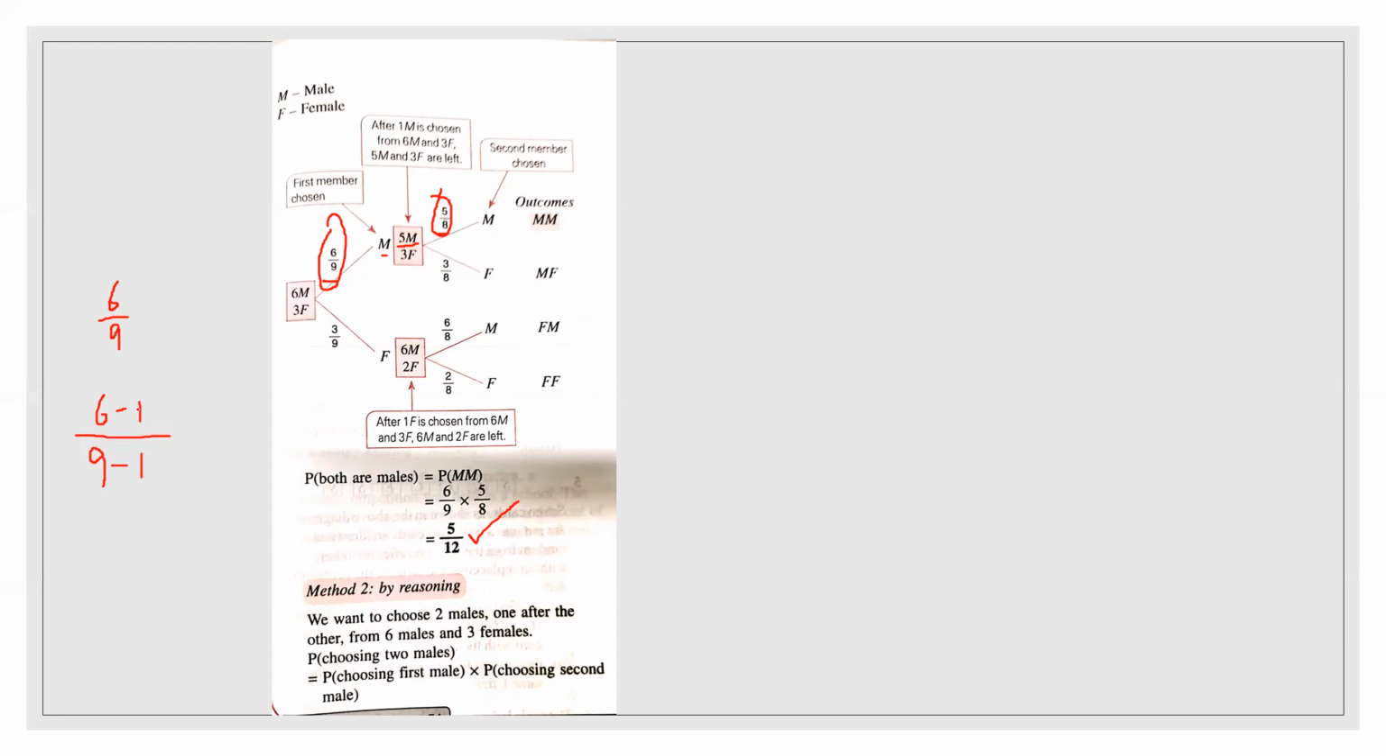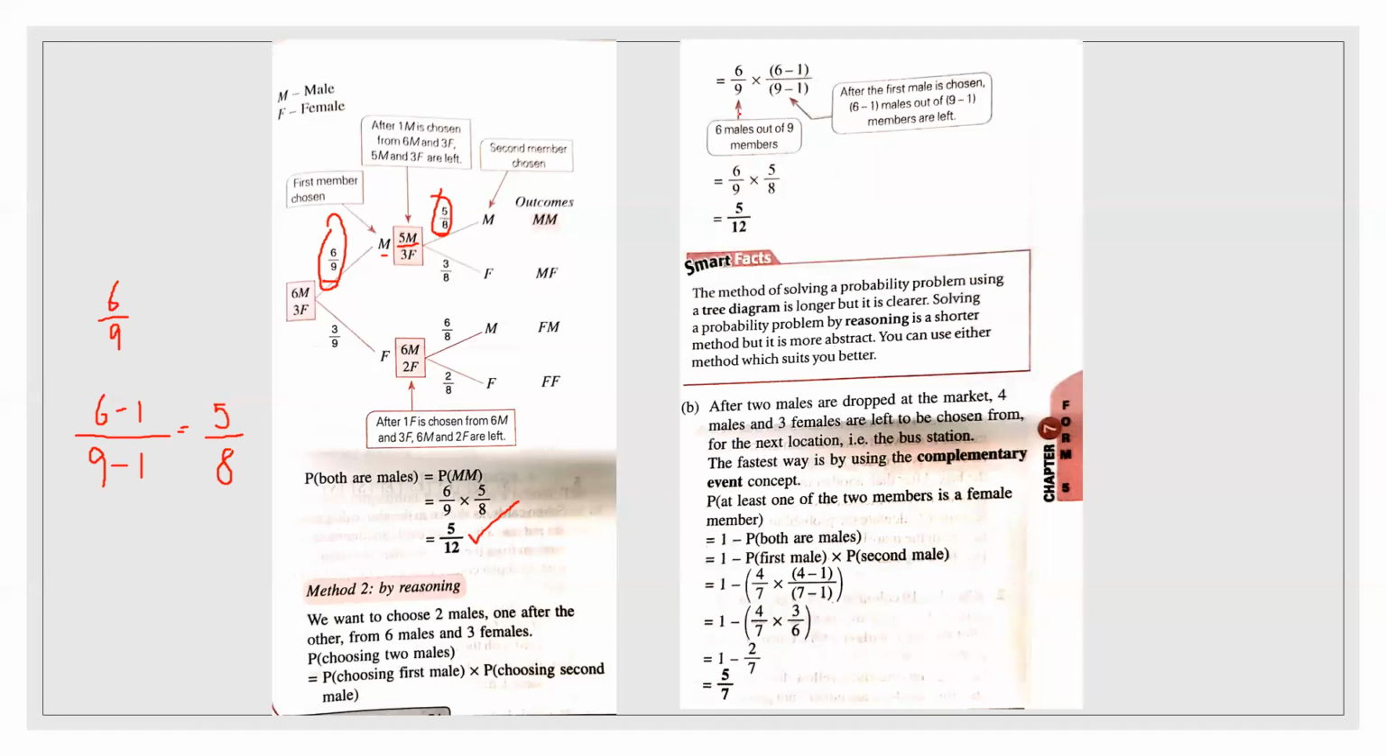Why? Because you already picked 1 male out of the 6 males, and from the number of people, 1 is already gone. So now you're left with 5/8. Okay, you see, if I talk to you like this, it's hard for you to understand. But if you have a tree diagram, it's easy to understand. So you can use this method, and you will still get 5/12.